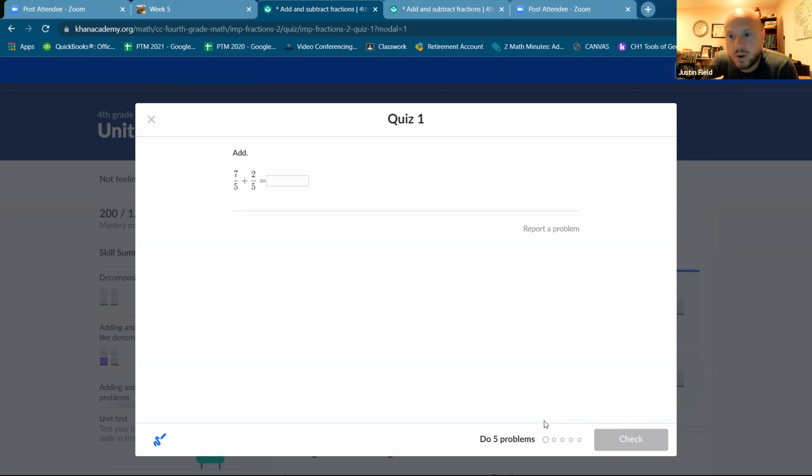Because fractions are one of the things that really throw people off as they learn more and more math. And it doesn't have to, you just need plenty of practice on them. All right, so let's do it.